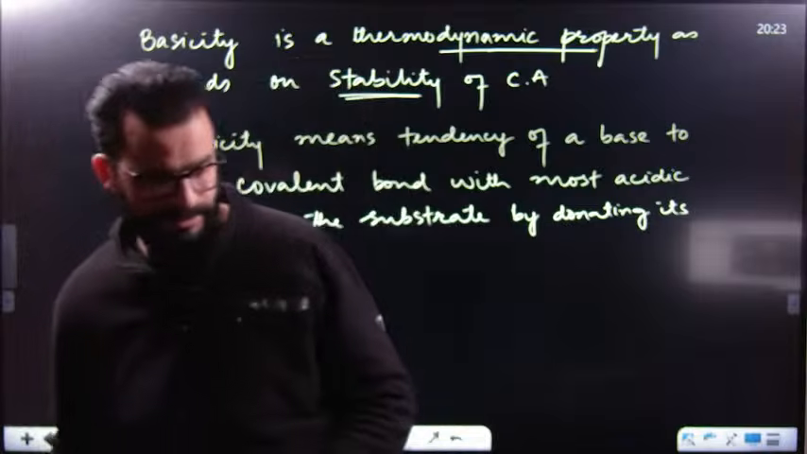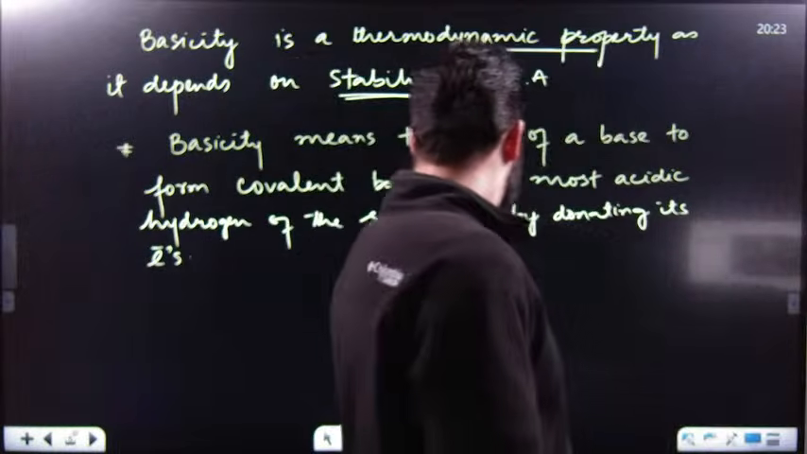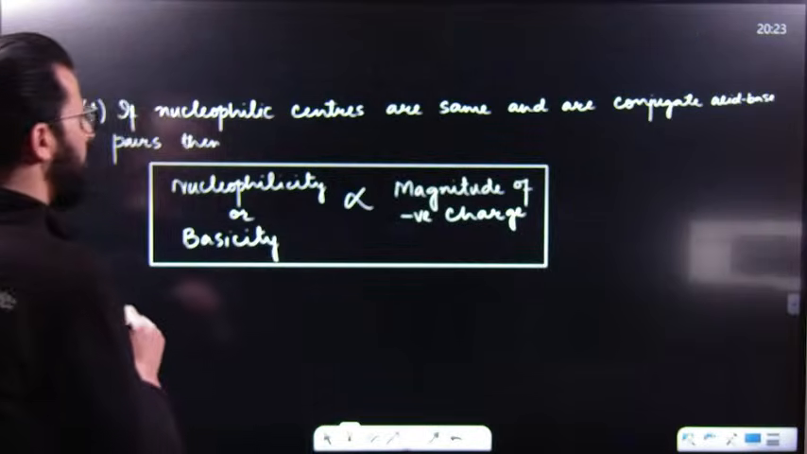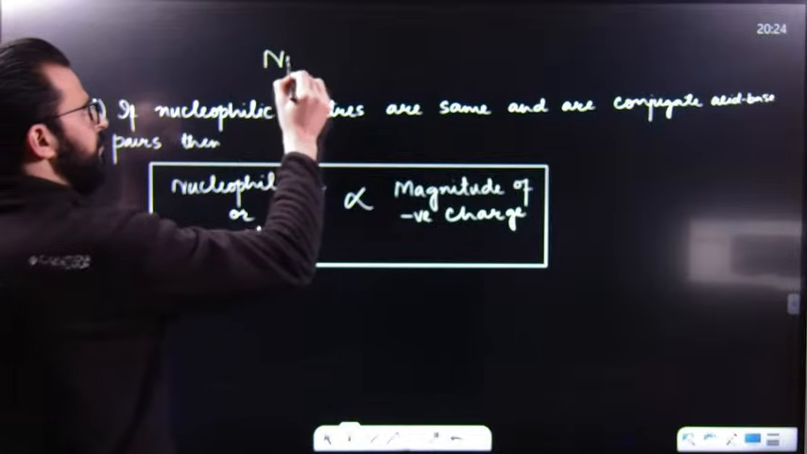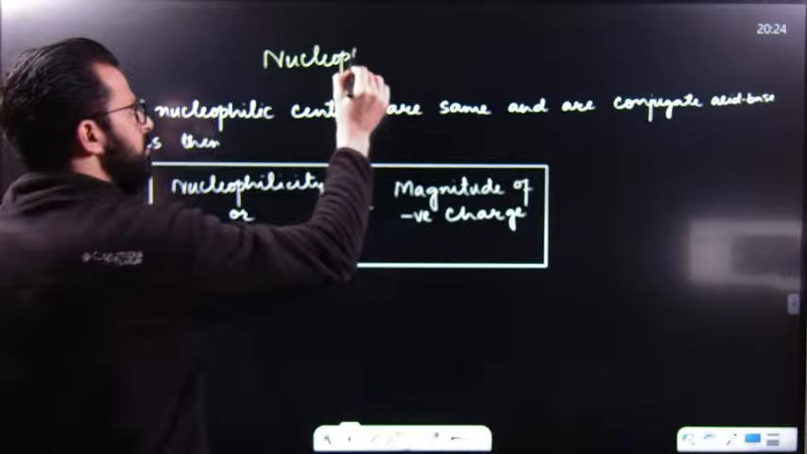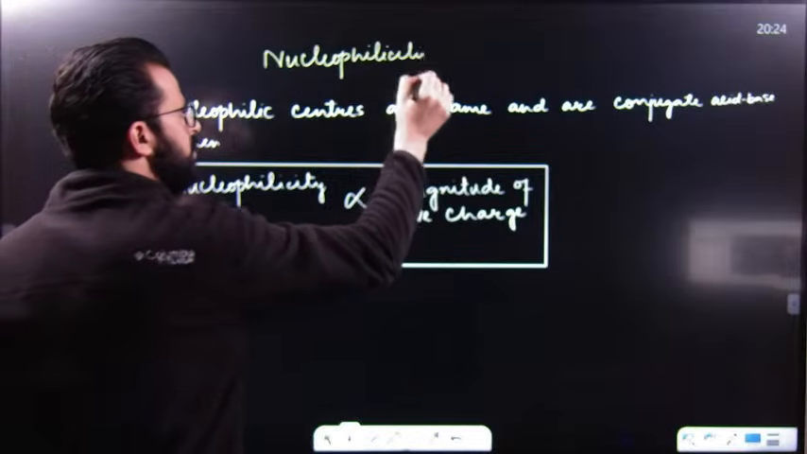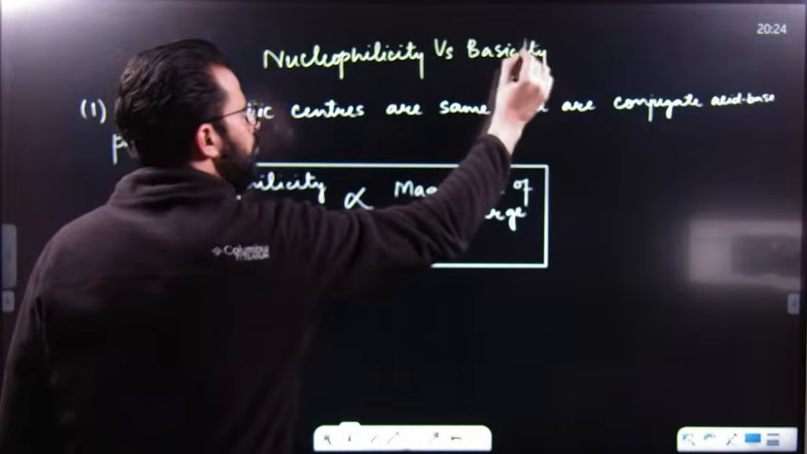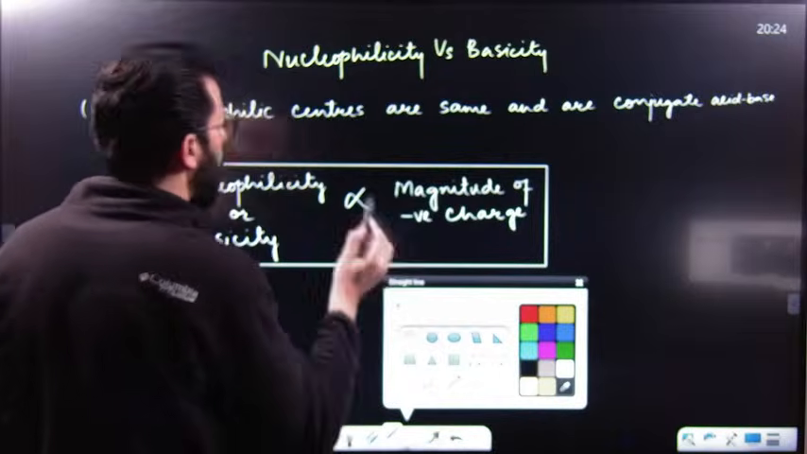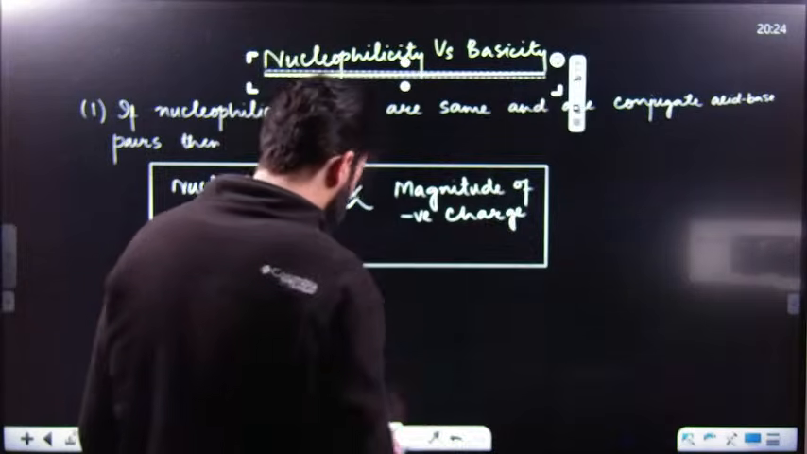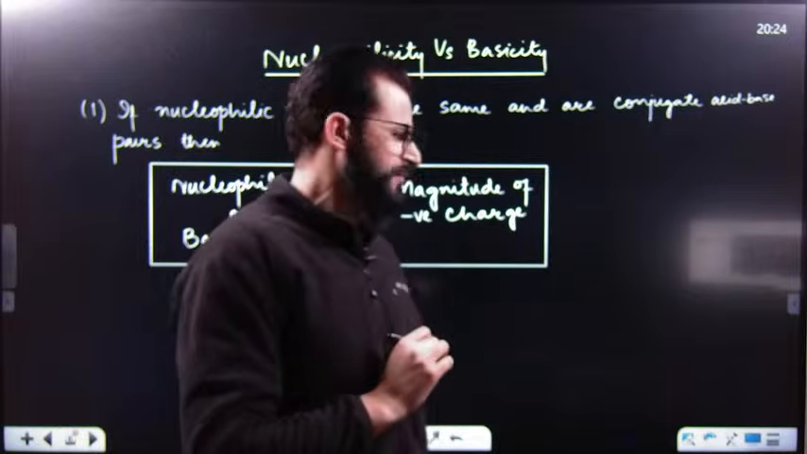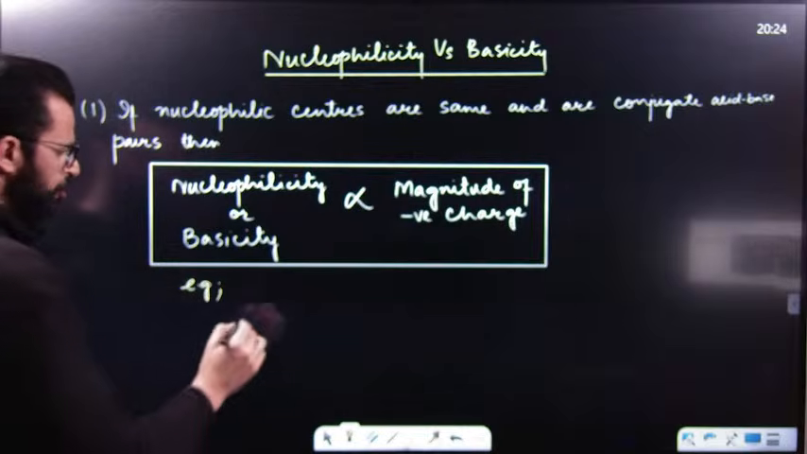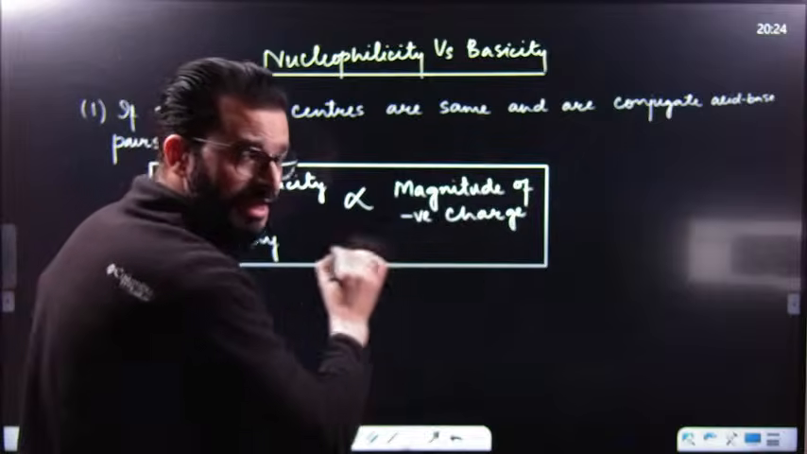Yes, clear. Okay. Now, let's move towards our first question, and that is nucleophilicity versus basicity. You have to remember 5 or 6 points regarding this. But the point number 1 is, have a look. If you have a nucleophile, let me show some examples so that you can understand what exactly is written over here.